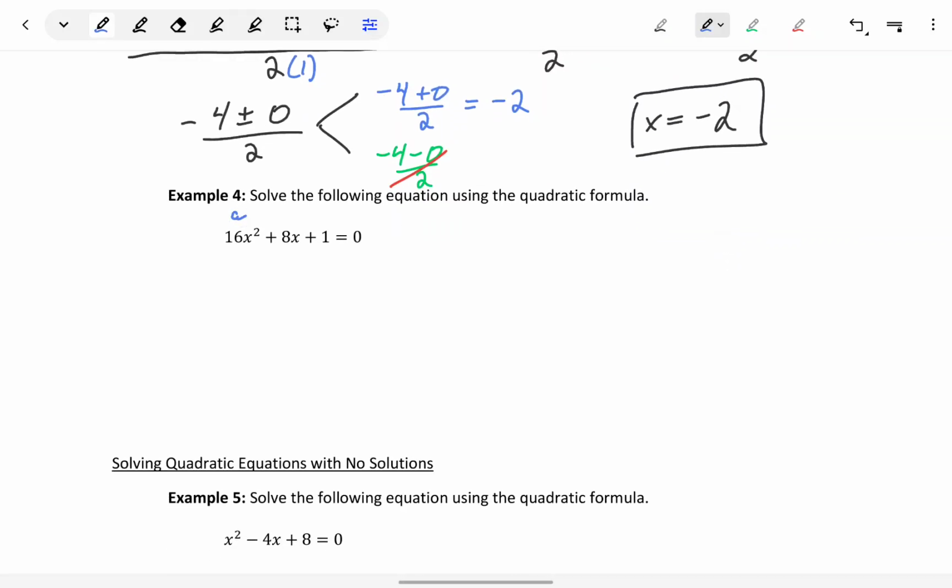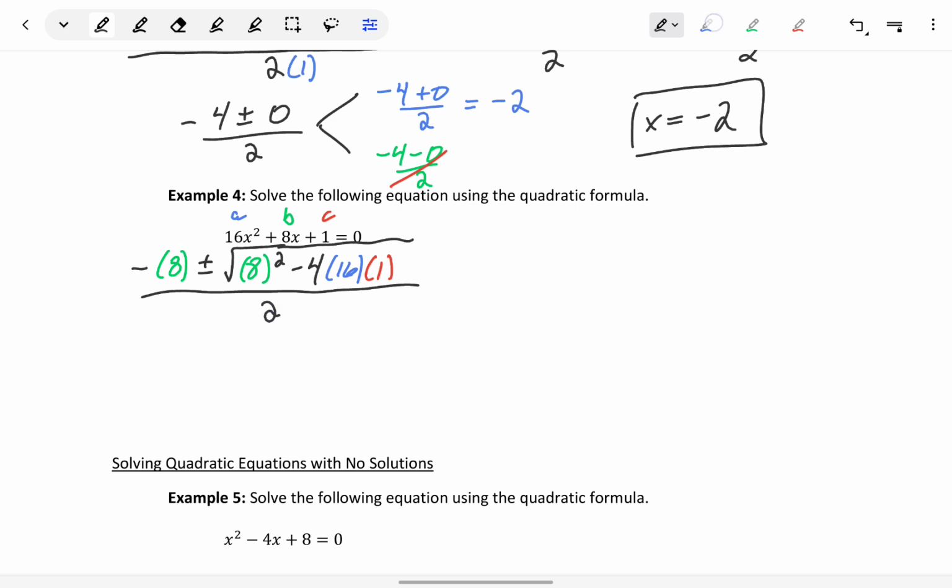Similarly, in example 4, we have a value of 16 for a, 8 for b, and c will be equal to 1. So setting up the quadratic formula, we'll have negative 8 plus or minus the square root of 8 squared minus 4 times 16 times 1, all over 2 times 16.